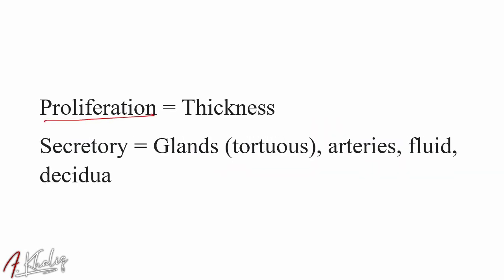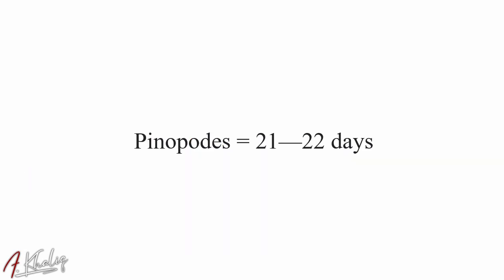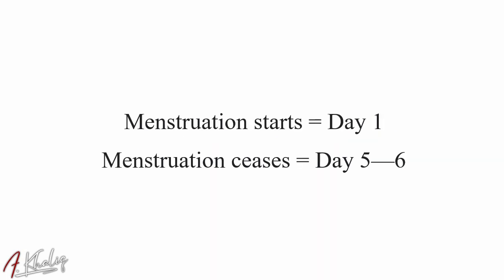If you talk about the proliferation, there's increased thickness in the endometrium. If you talk about the secretion, you get the glands, arteries, fluids, and decidua. Pinopods are going to appear after 21 or 22 days. Menstruation starts on the first day and menstruation ceases at the fifth or sixth day.